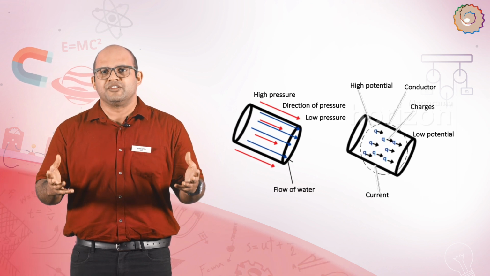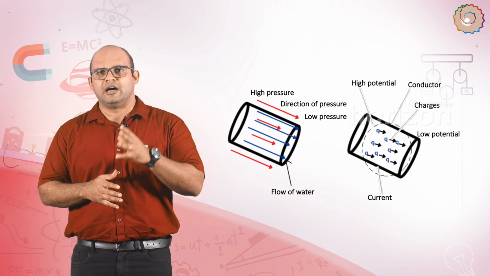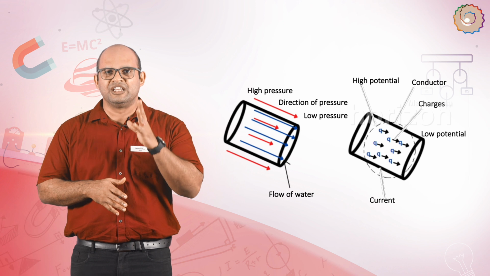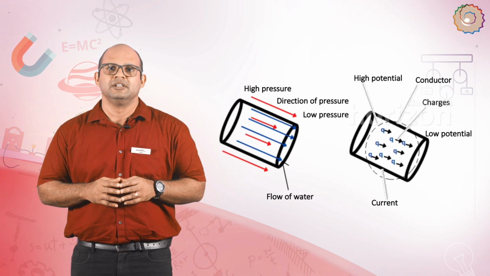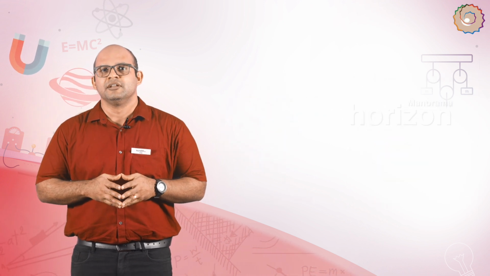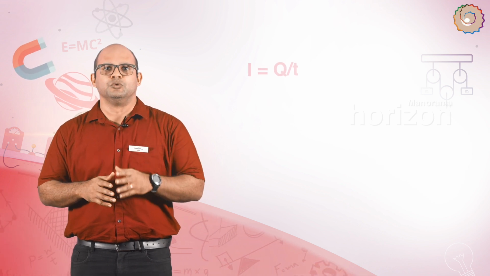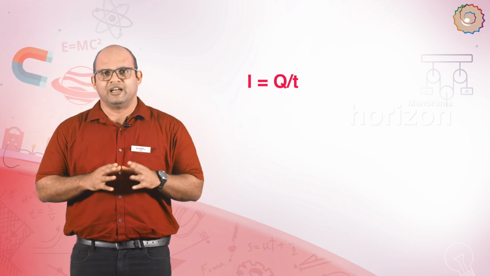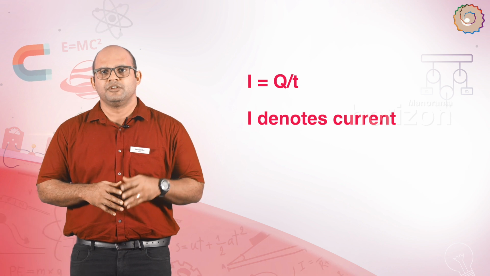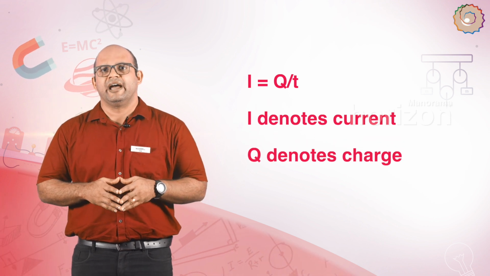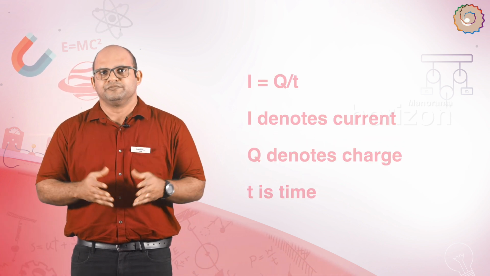We can conceptualize electrical current as the amount of charge flowing across a given cross-section of a conductor at any given instant. Mathematically, we can define current as I equal to Q divided by t, where I is the symbol for current, Q is the symbol for charge, and small t is time. So we can say that electrical current is charge flowing per unit time.